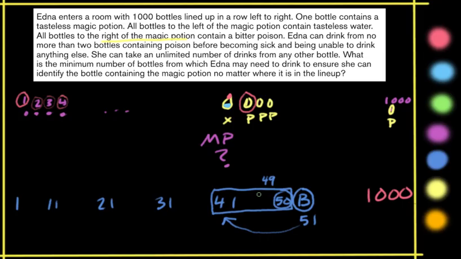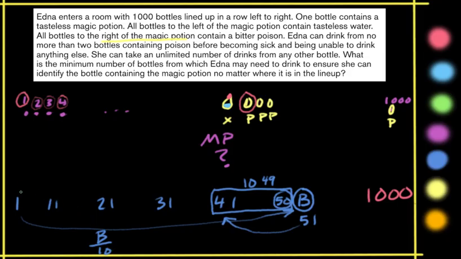she knows the magic potion's at 48. But if 49 is tasteless, it could be the magic potion, or 50 could be the magic potion. So she's got to taste all 10 of these. And now what we're starting to see is a little pattern where the number of things she has to taste in order to get up to the bitter one is going to be whatever the bitter one is divided by 10, or divided by this.